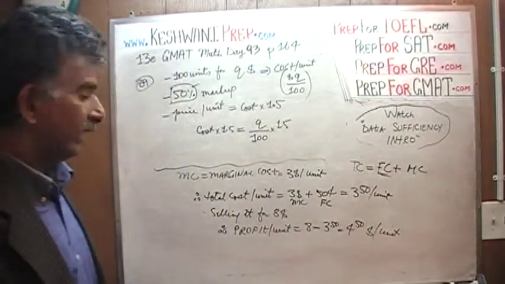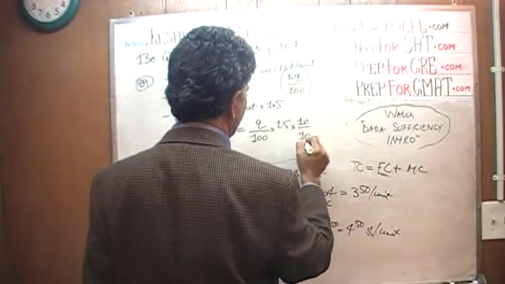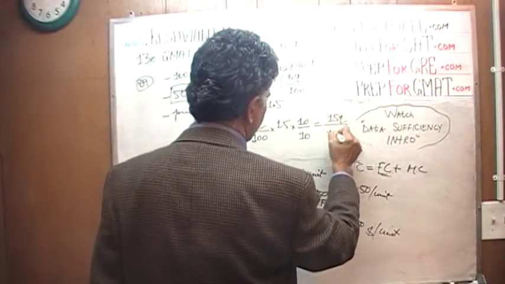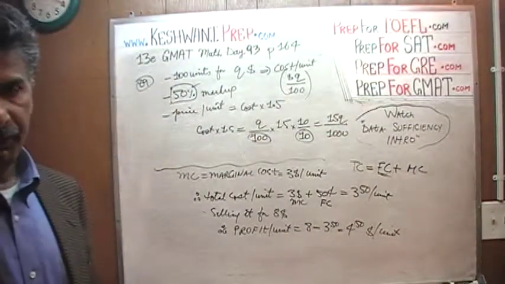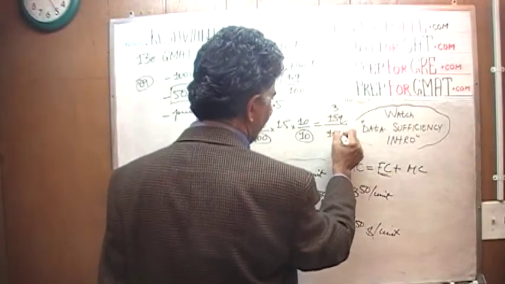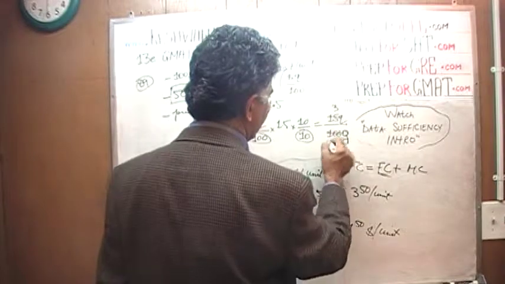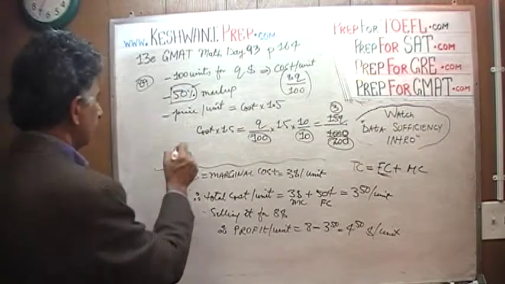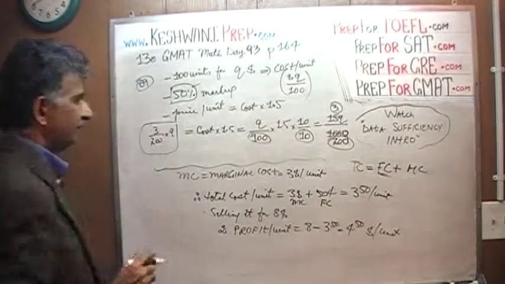I don't like dealing with decimals, so I'm going to multiply the top and bottom by 10. So we end up with 1.5 times 10 is 15, so 15Q over 1000, because 10 times 100 is 1000. Now let's divide the top and bottom by 5. How many 5s in 15? 15 has 3 5s. How many 5s in 100? 100 has 20 5s. So we end up with 3 over 200 times Q. That's it. That's all it is.